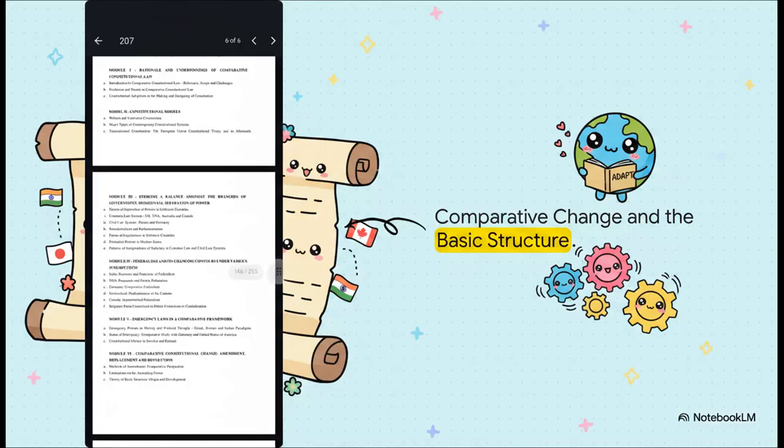As we've seen today, constitutions are subject to comparative change, replacement, and totally dynamic evolution. They're not static at all. The smartest nations don't just blindly adopt foreign laws, they adapt them. India looked at the whole world, borrowed the best parts, and adapted them to their own unique reality.